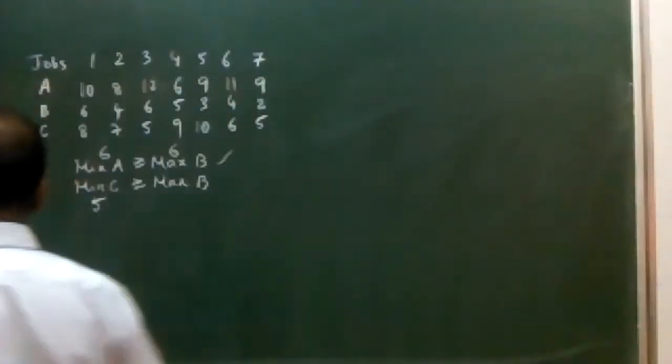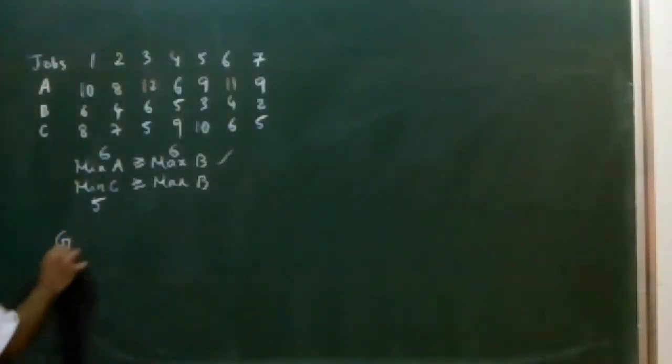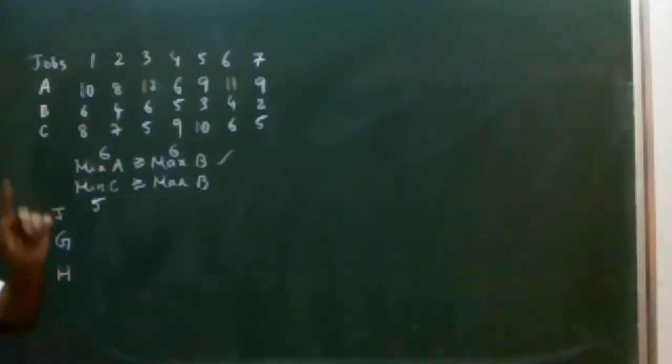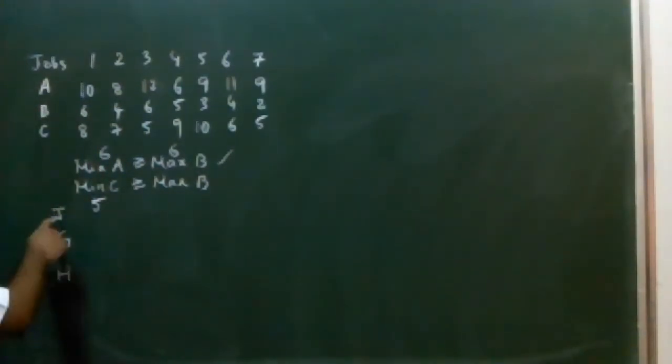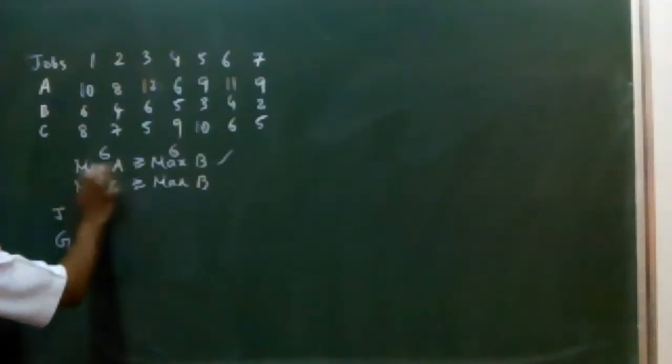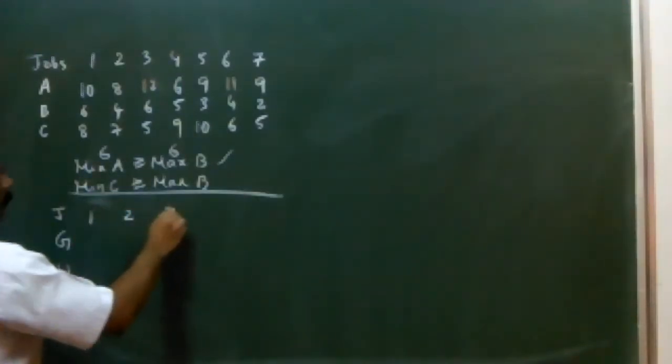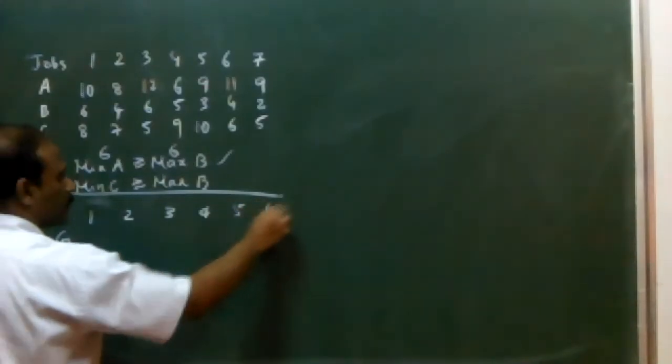Now I am supposed to introduce two fictitious machines called machine G and machine H. I hope you all remember the formula. Machine G is nothing but A plus B, and machine H is nothing but B plus C. First we'll write down the jobs here: 1, 2, 3, 4, 5, 6, and 7.